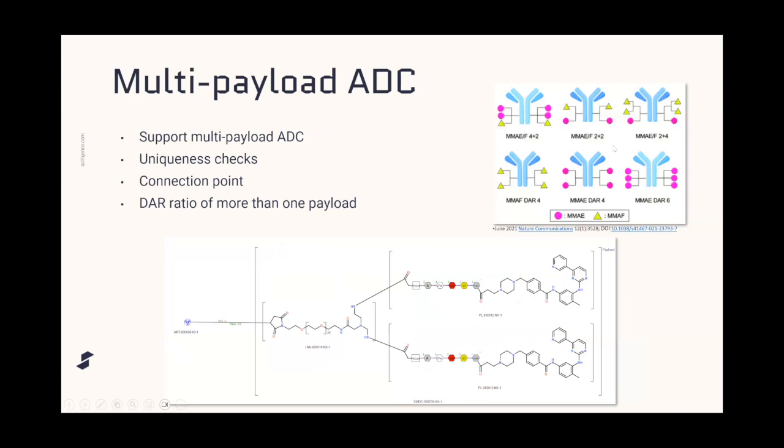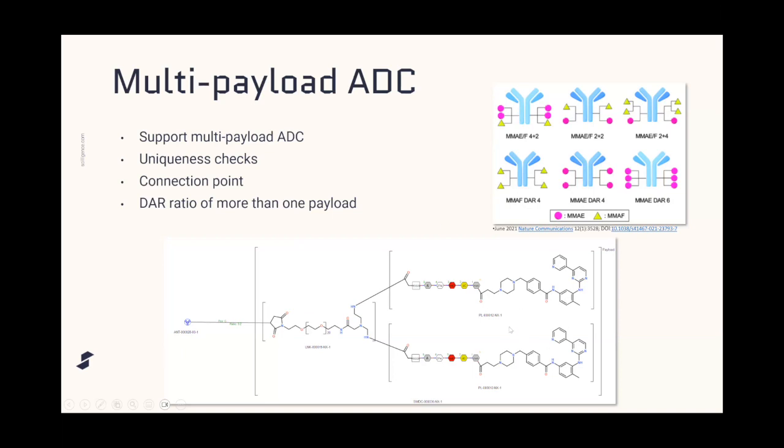Another new feature is our multi-payload ADC capability that we're working on. Over here, I have a pictorial example of a multi-payload antibody drug conjugate. In this example, we have two different payloads with different DAR ratios. In this case, we have two MMAEs and then an MMAF payload attached to an antibody. What we're working on is being able to support dual or multi-payload antibody drug conjugates that also supports uniqueness checks, can identify the connection point, and display the DAR ratio of more than one payload.